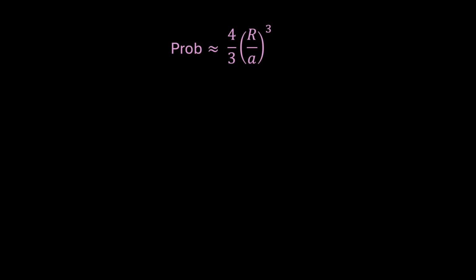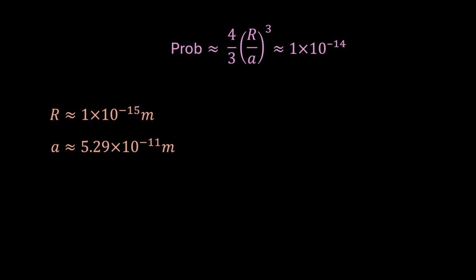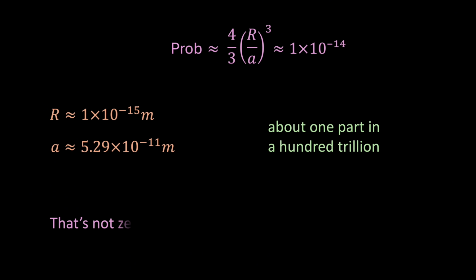Okay, so now that we have an approximate expression for the probability, let's actually estimate it. The nuclear radius, as we said, is around 1 femtometer, while the Bohr radius is about 5.29 times 10 to the minus 11 meters. Plugging these values into our probability equation, we find a probability of around 1 times 10 to the minus 14, which is about 1 part in 100 trillion. Now, that's not zero, but it's absurdly small.